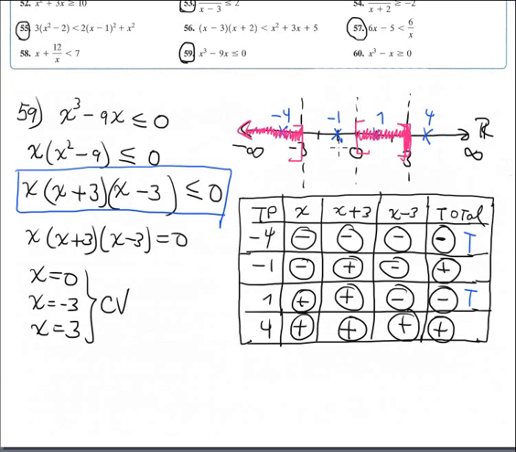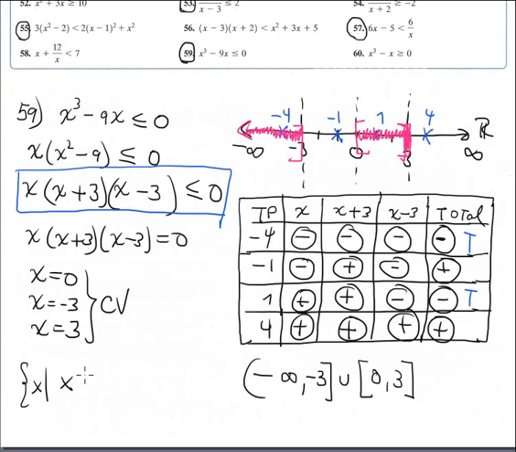Everything is bracket. And the answer in interval notation is from negative infinity, comma, negative 3, bracket, union, bracket 0, comma 3. Or, in other notation, x such that x less than or equal to minus 3, or x in between 0 and positive 3. It's the same thing. Perfect.